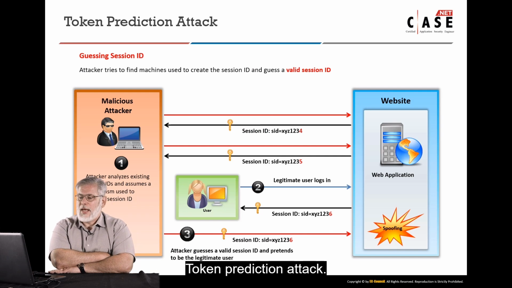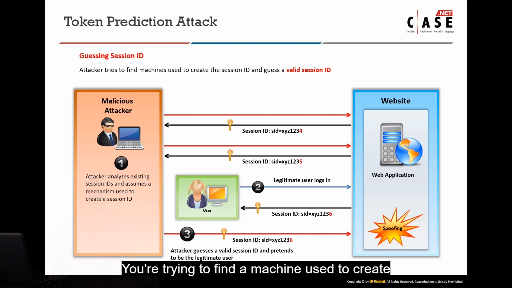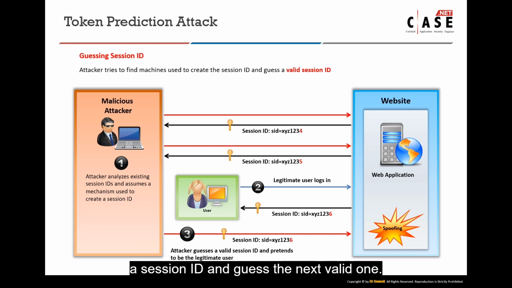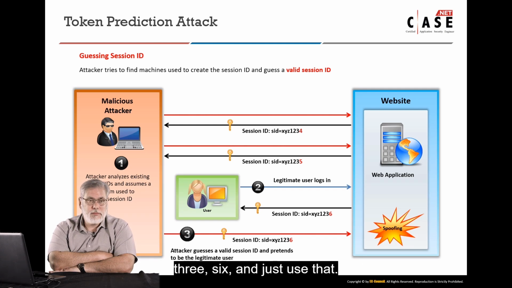Token prediction attack. You're trying to find a machine used to create a session ID and guess the next valid one. Now here we're showing one where the numbers are going sequentially from 1, 2, 3, 4 to 1, 2, 3, 5. Well, it doesn't take much for the attacker to realize the next one's going to be 1, 2, 3, 6, and just use that.